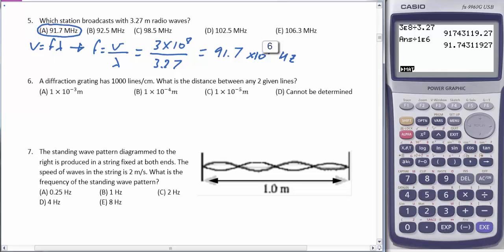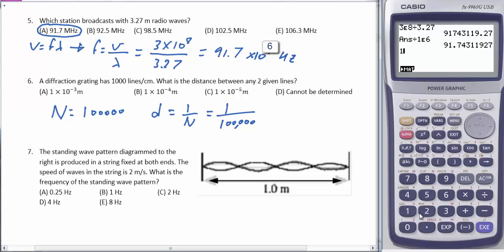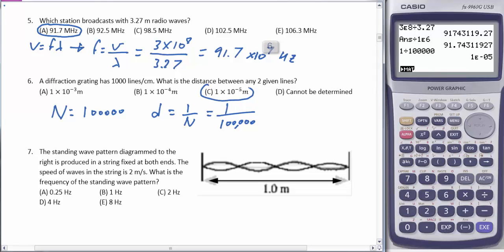A diffraction grating has 1,000 lines per centimetre. What is the distance between any two given lines? And so that is my n, but it's not quite right because it should be lines per metre. So if there's 1,000 lines in a centimetre, I times it by 100 to get that in a metre. I'm after the distance between any two slits, and so that's d, which is 1 divided by n, so it's 1 divided by 100,000. So 1 divided by 1e5, and I get 1 times 10 to the minus 5. And so the answer must be C.